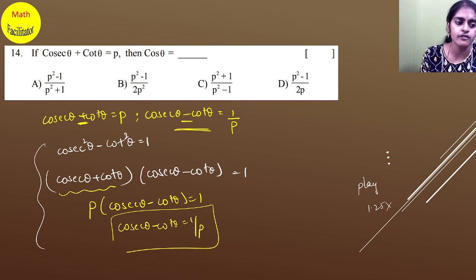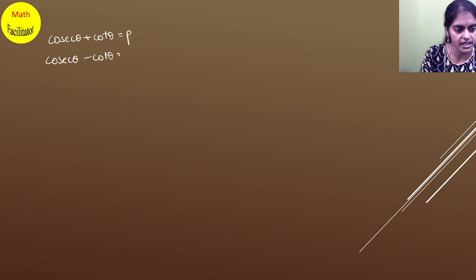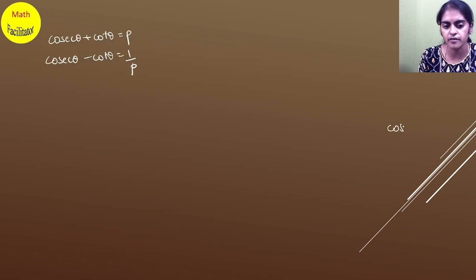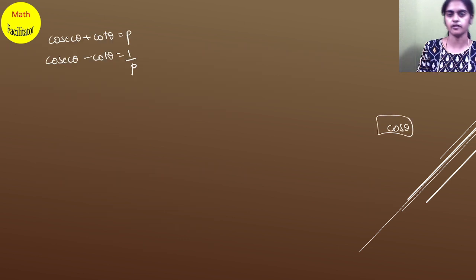Now, I need to find the value of cos theta. So let me calculate here. I know cosecant theta plus cot theta is P. Cosecant theta minus cot theta is 1 by P. Isn't it? I have to find what? I have to find cos theta. This value I have to find.